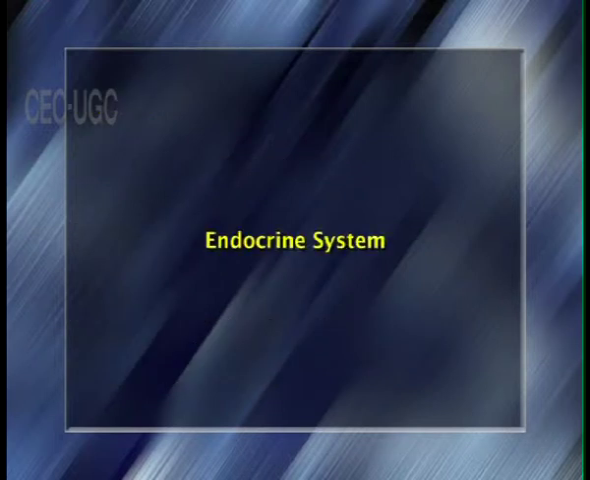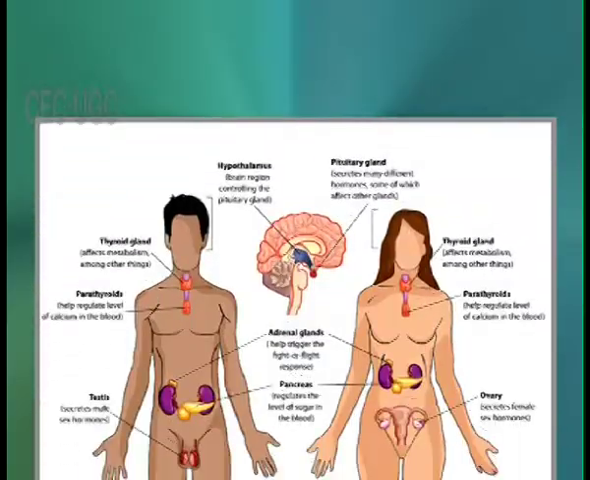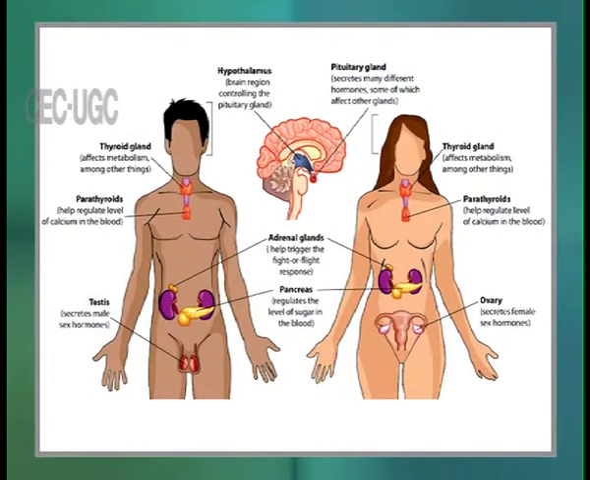Dear students, let's understand the endocrine system first. The endocrine system is the second great communication system. It's not a part of nervous system, but it is still essential for communication throughout the body. The brain structure known as the hypothalamus connects these two important communication systems. It's made up of a number of ductless glands that pour chemicals called hormones directly into the bloodstream.